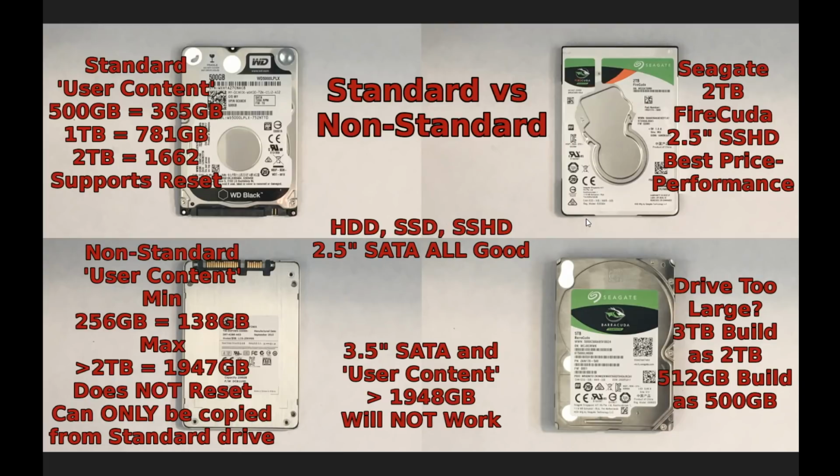Now, as I pointed out, you can use a regular hard disk, a solid-state drive, or a solid-state hybrid drive. As long as it's a 2.5-inch drive and it's a SATA drive, it's all good. In the upper right corner, I point out what I would suggest you use. So if you're looking to both increase the space of your internal drive and the performance, the Seagate 2TB FireCuda 2.5-inch solid-state hybrid drive is the best price to performance drive you can buy. And I believe it's a sub 100 price tag for that drive, and it's only about $10 more than a regular 2TB hard drive that doesn't perform as well.